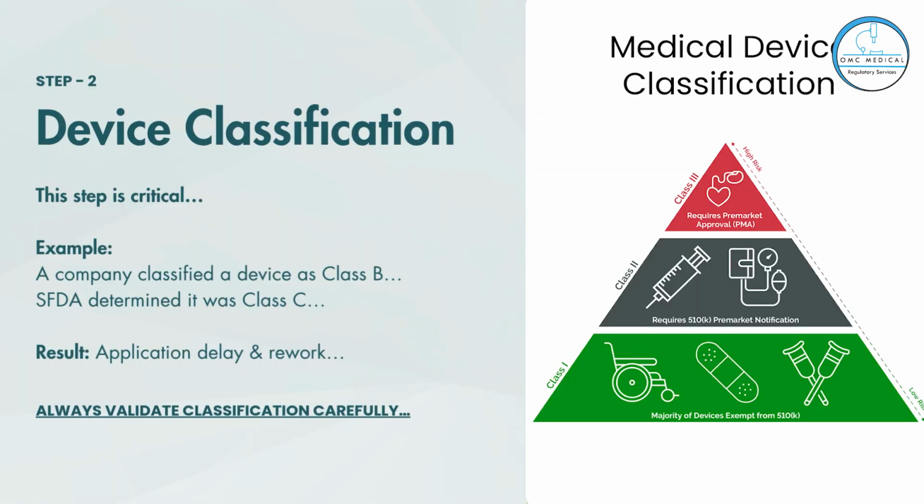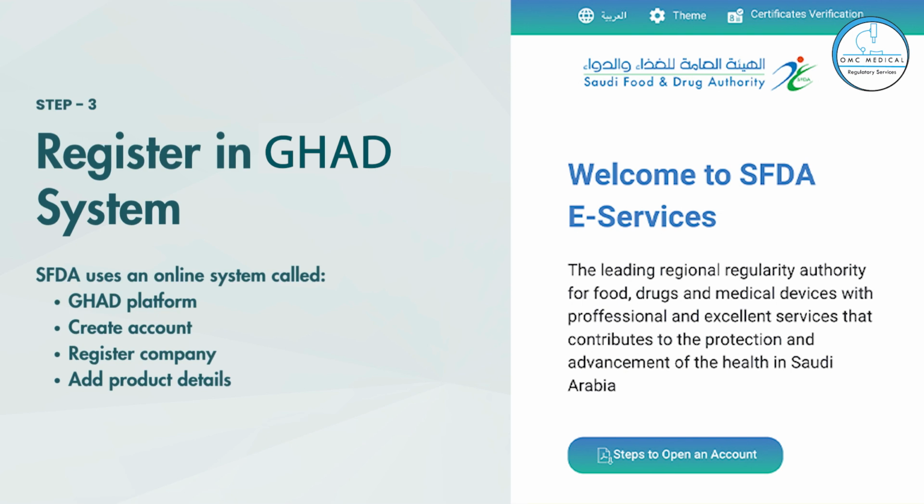Step 2. Device classification. This step is critical. Example: a company classified a device as Class B. SFDA determined it was Class C. Result: application delay and rework. Always validate classification carefully. Step 3. Register in the GHAD system. SFDA uses an online system called the GHAD platform. Create an account, register your company, and add product details.